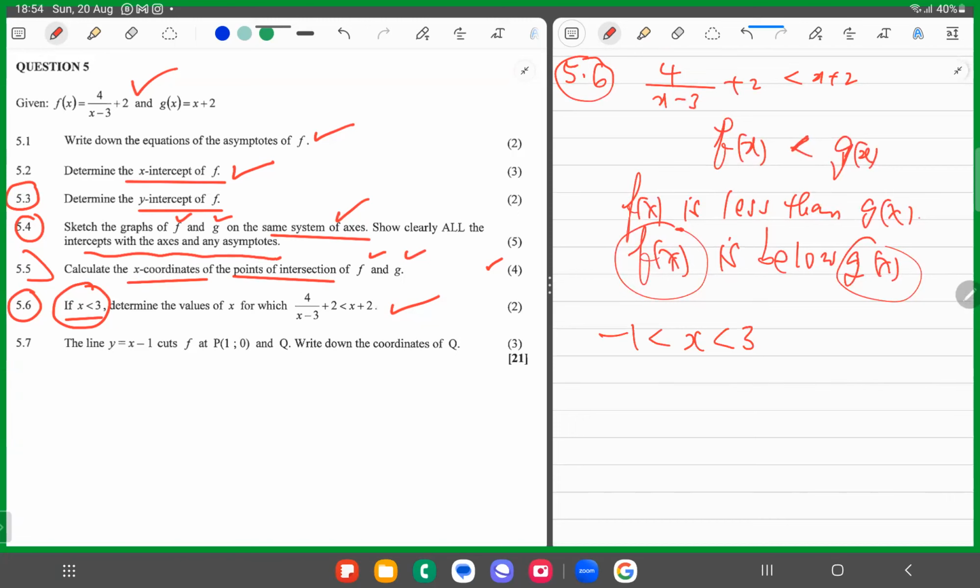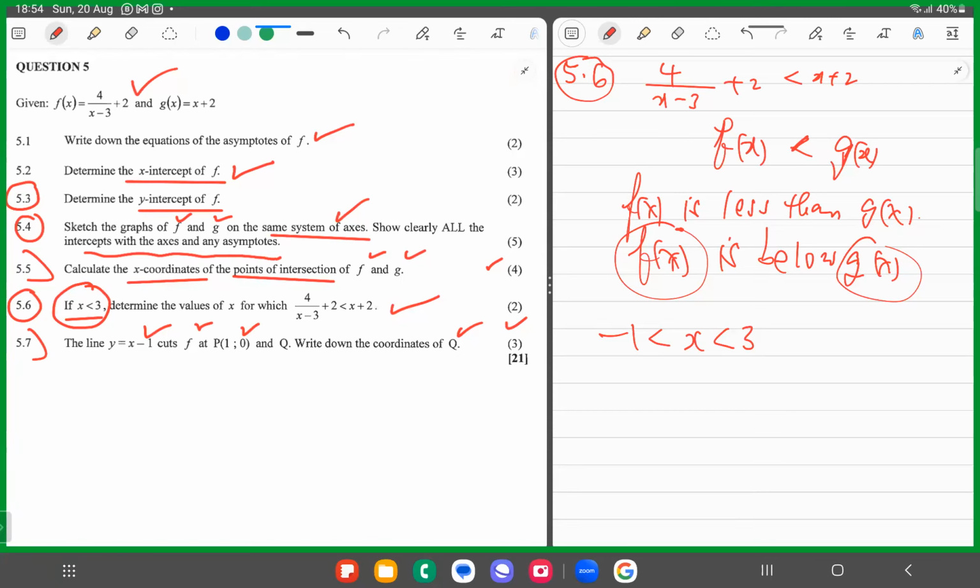Now we continue and we look at 5.7. The line y equals x minus 1 cuts the function f at the point P with coordinates 1 and 0 and Q. Write down the coordinates of Q for 3 marks. Okay, the line y equals x minus 1 cuts f at P and Q. Write down the coordinates of Q.